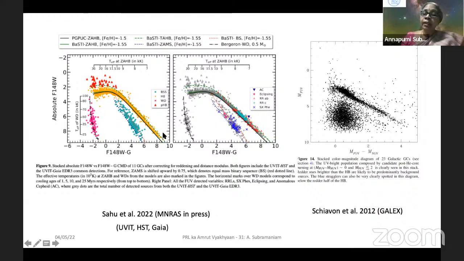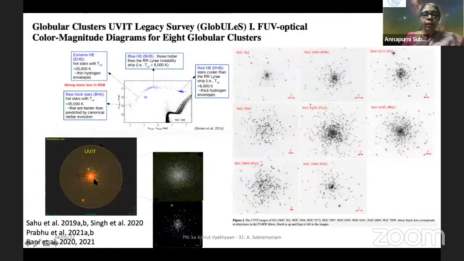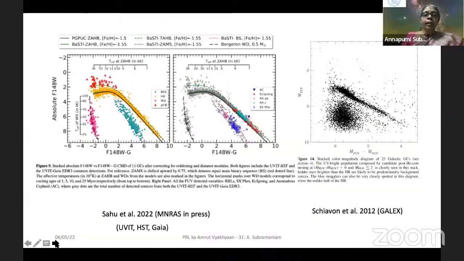And this is, mind you, even in the crowded fields. The UVIT resolution is about 1.2 arcsecond, nothing compared to HST. But since the far UV stars are very few in number, crowding is not a big problem, and most of the stars are resolved, except that the very central regions of some clusters are not resolved. In comparison, this is the Shavin et al.